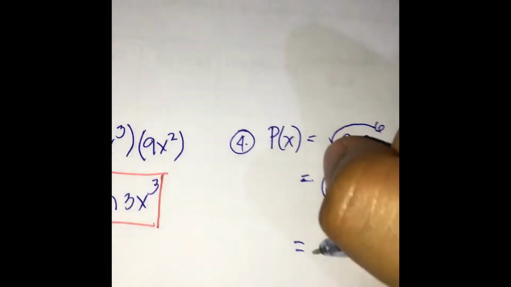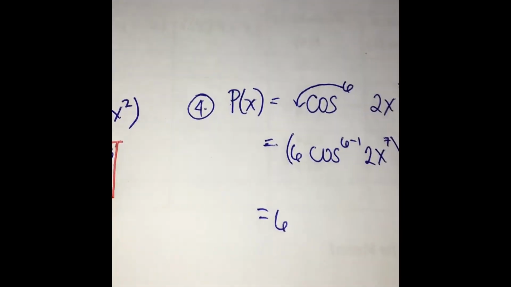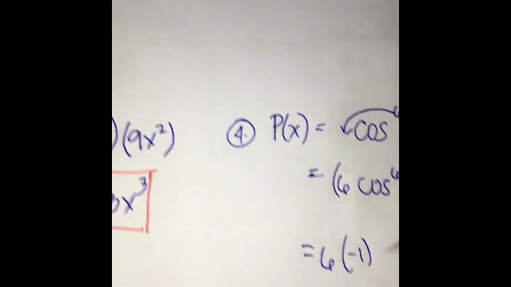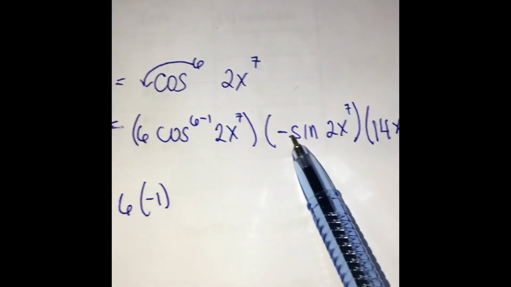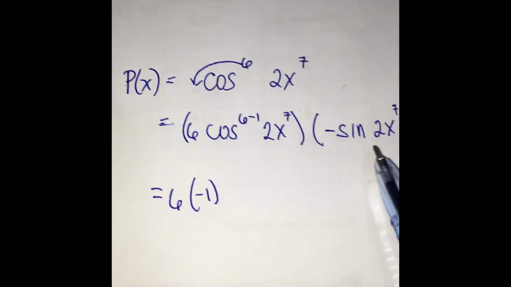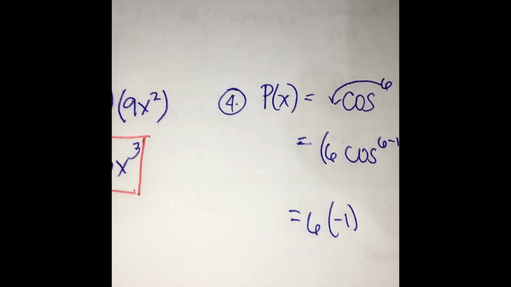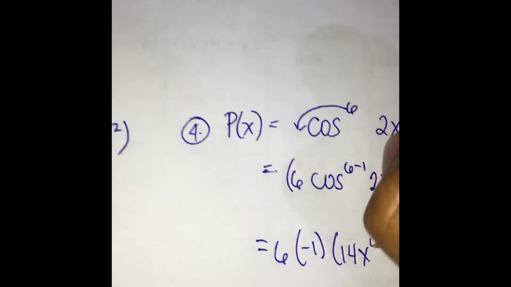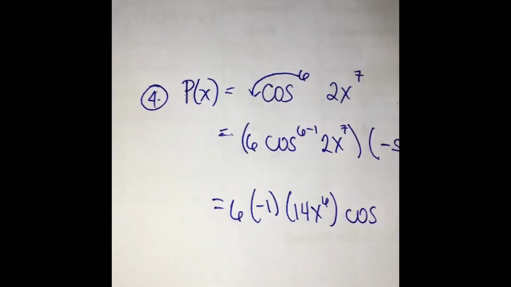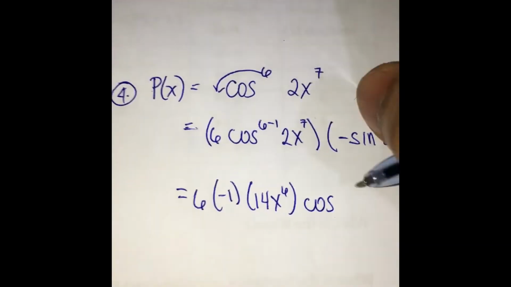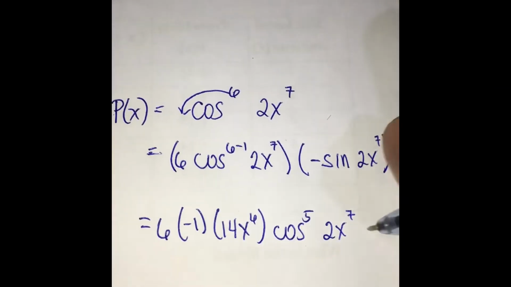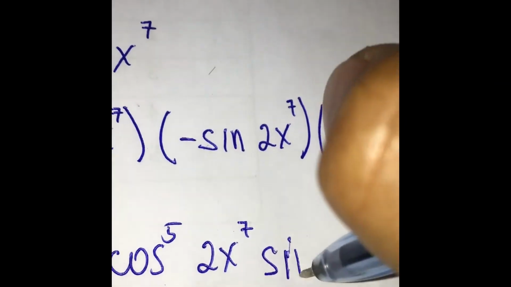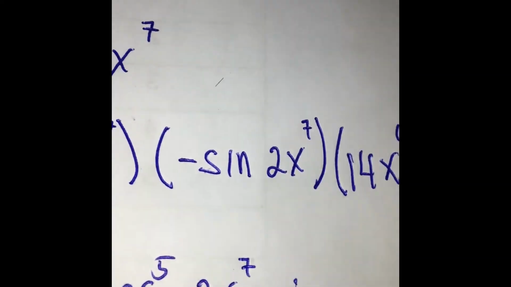Multiply. 6. Of course, there is a negative. So, negative 1. Where does this negative 1 come from? Remember, this is negative. Okay, negative 1 comes from here. It is negative. So, of course, after that one, the negative will be gone. Then, times the 14x to the 6. 14x raised to 6. Then, cos, remember, 6 minus 1, 5. So, cos to the 5, copy the base, 2x raised to 7. Times the sine. Copy the base, 2x raised to 7.